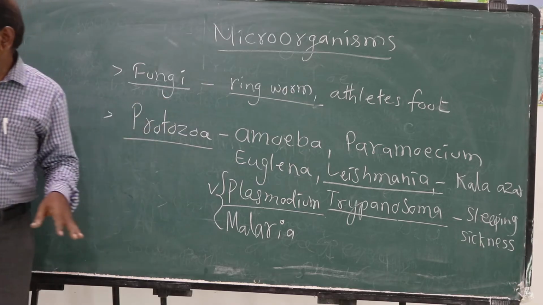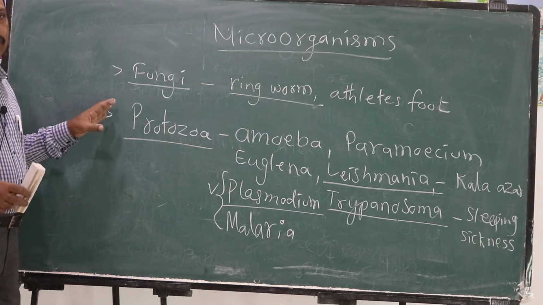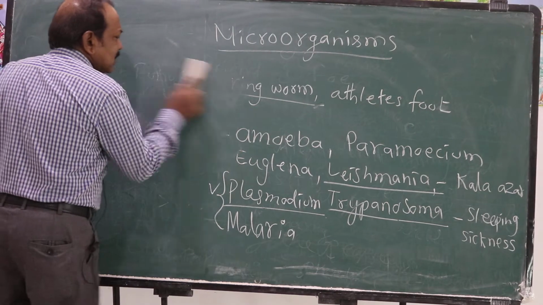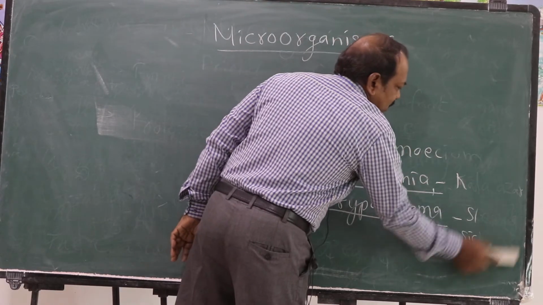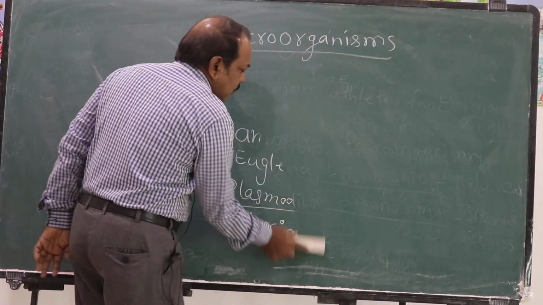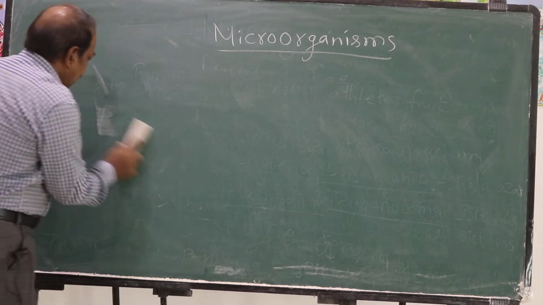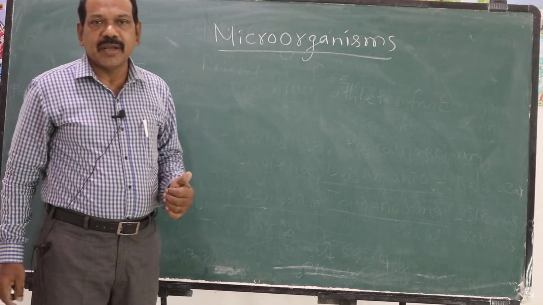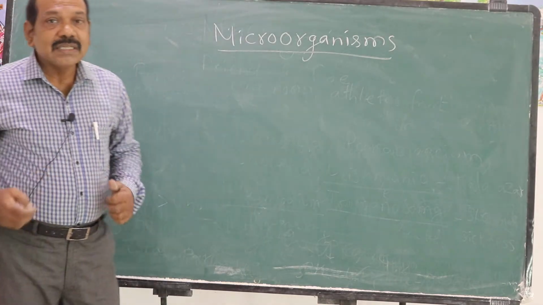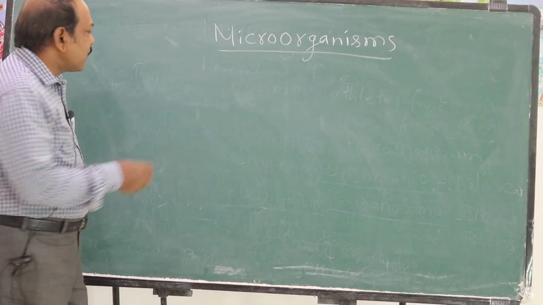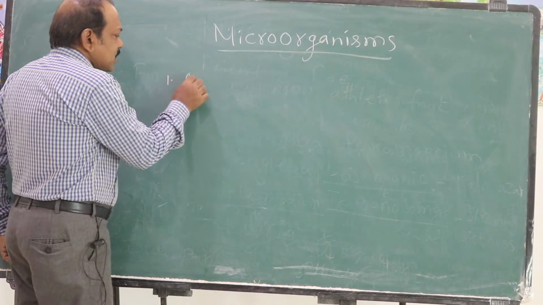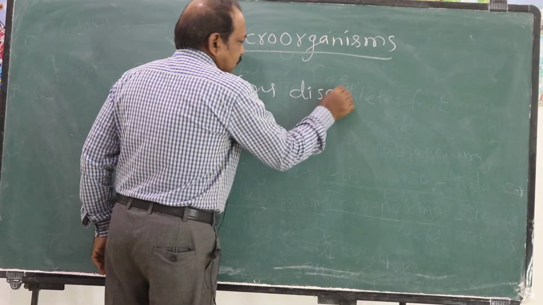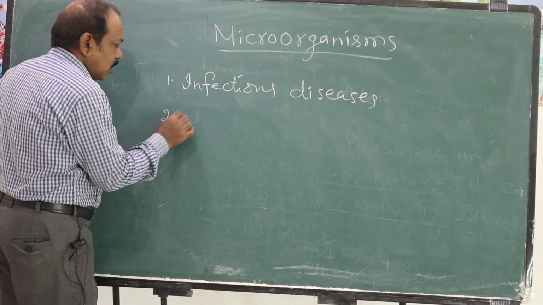So these two were pending. We discussed the remaining two types of microorganisms, that is fungi and protozoa. Now, what are diseases? How are diseases spread? You must try to understand. Though our topic is microorganisms, apart from microorganisms also diseases can spread. Without the involvement of microorganisms also diseases can be caused. So let us try to understand how diseases are classified. Diseases are broadly classified into two types: one, infectious diseases; two, non-infectious diseases.